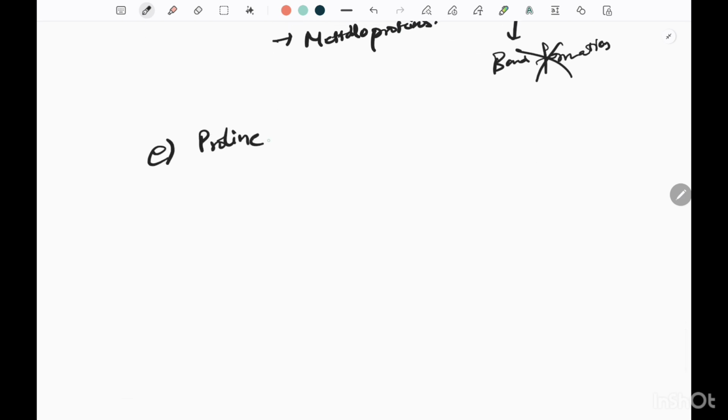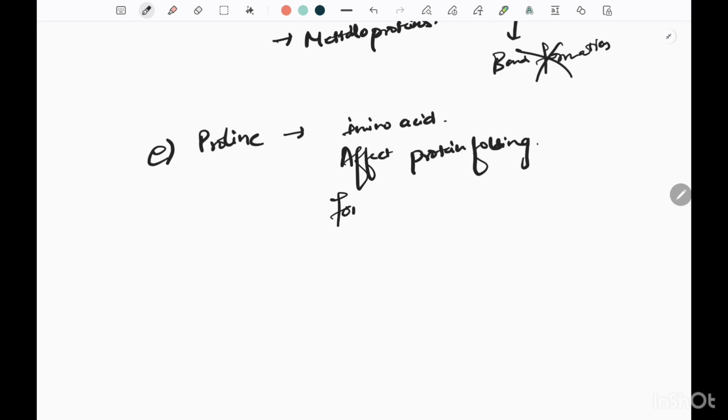Another is proline. It is called an imino acid because of the group. It affects protein folding. It is usually found at bends in the protein 3D structure. We are going to learn about the primary, secondary, tertiary, and quaternary structures. At that point of time, I'm going to explain it well.